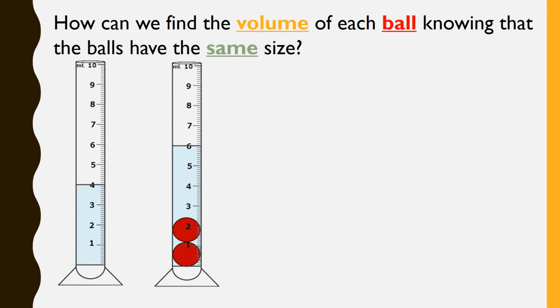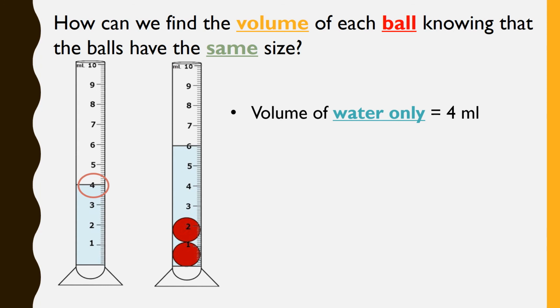This is another example. How can we find the volume of each ball, knowing that the balls have the same size? So the red balls are equal. We have to find their volumes. As we said before, we have to put a certain amount of water in a graduated cylinder. You can see that we placed 4 milliliters in the first cylinder. Okay, then we dropped the two balls. So the water rises up.